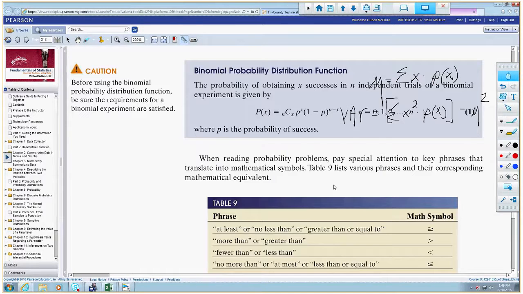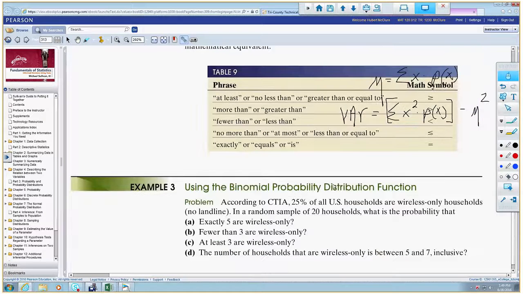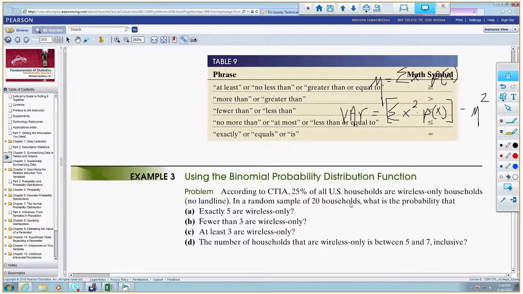So let's see where they're. Here's a question. Now I'm just going to do A right now. According to blah, blah, blah, 25%. Ding! What is that? P. Wireless households, blah, blah, blah, 20. N. 5. X. That's all there is to it.